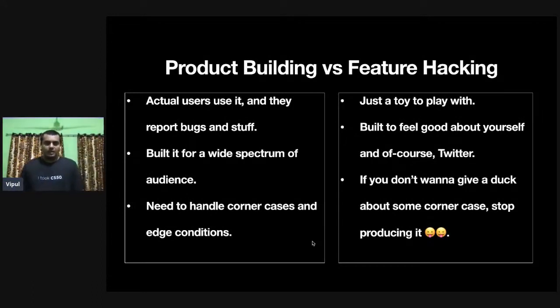When you're building a product, it's built for a wider audience. So you have to cater to a lot of different people and a lot of different use cases. If you're hacking a feature, you're doing it so that you can feel good about yourself, feel smart, like, okay, I did something smart. And of course, Twitter. You're supposed to post it on Twitter, and that's why you're doing it. We all know that. No shame in that. We all do that.